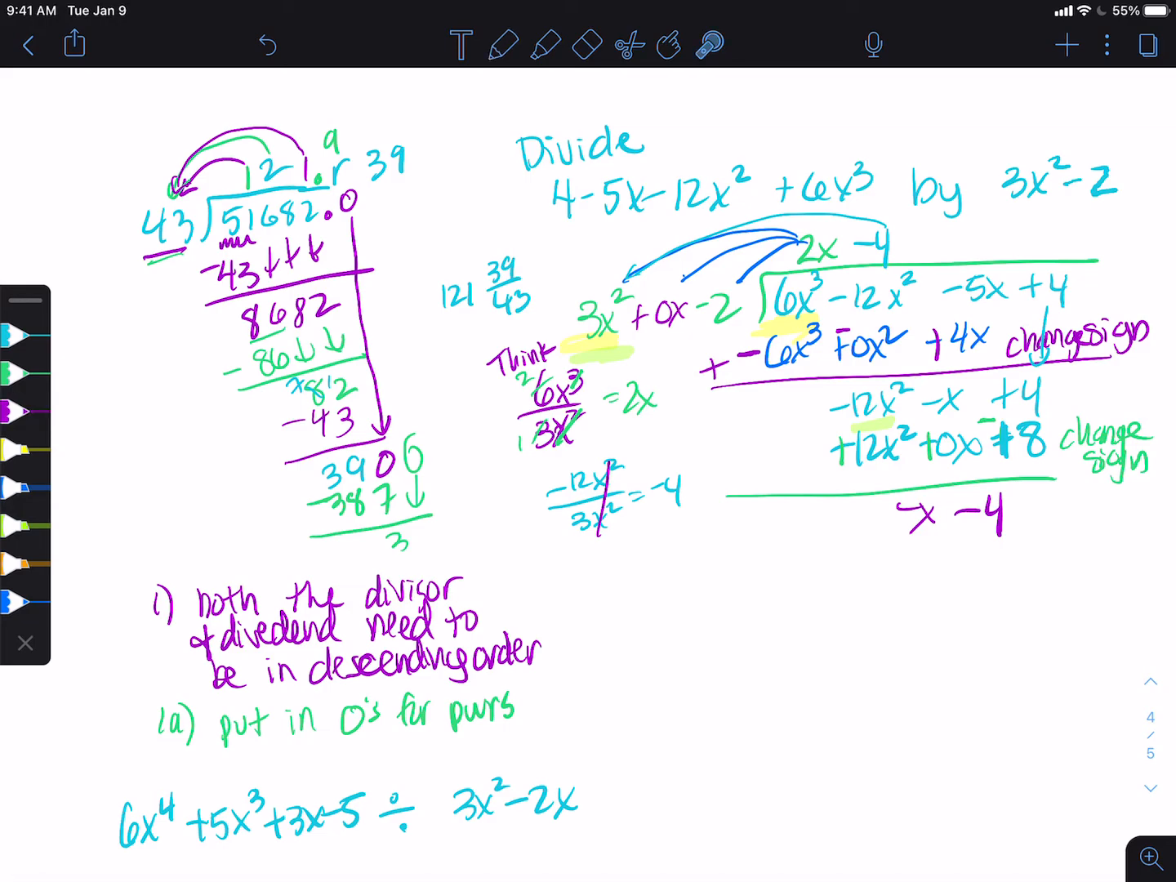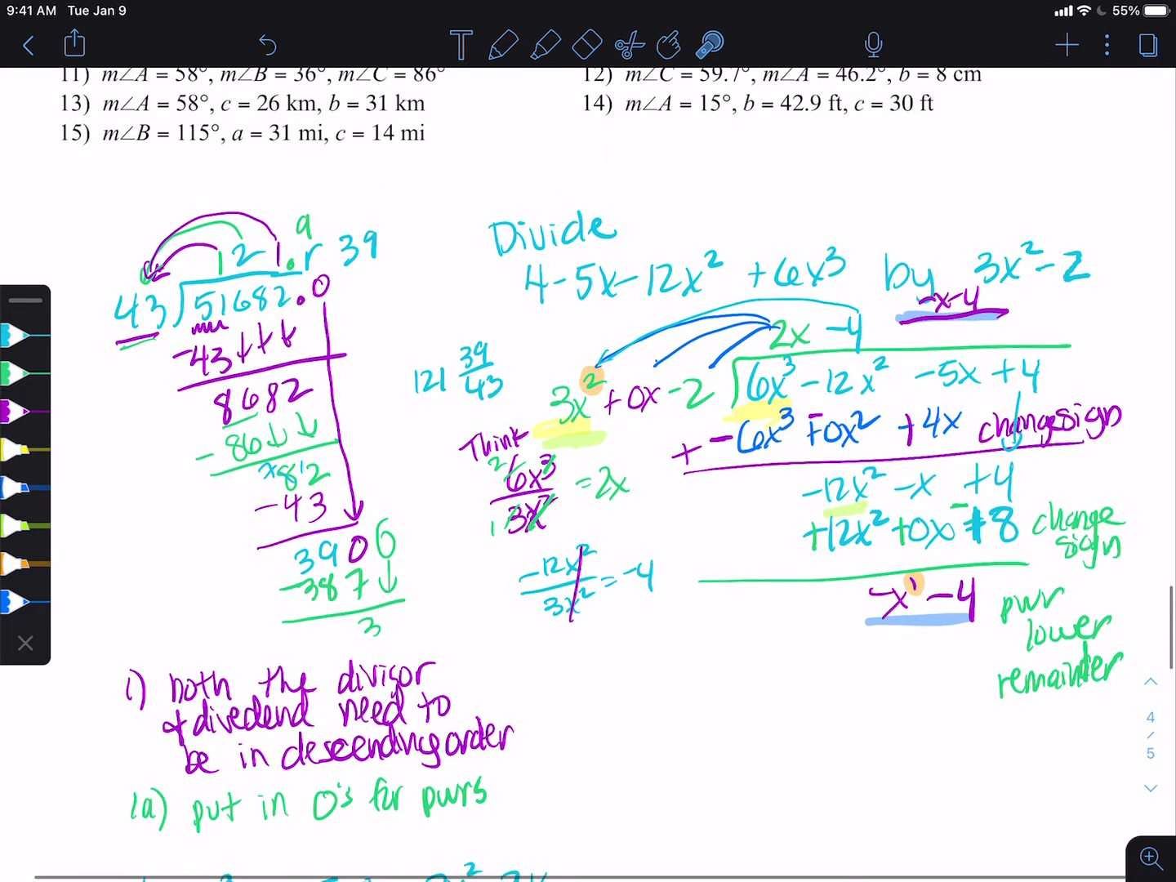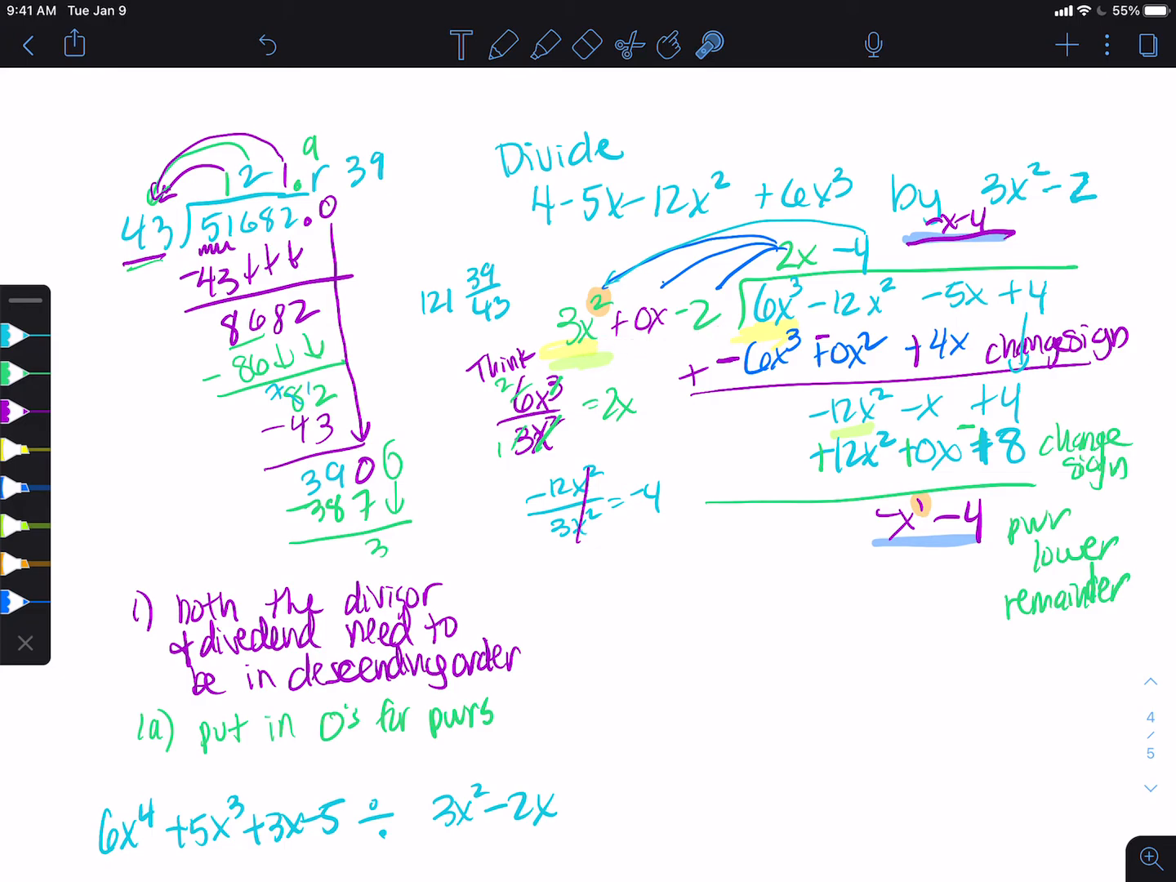Okay. Now, once this power here is lower than this power, okay, so this is an unsaid 1, once that power is lower, that means that's your remainder. So my whole thing is my remainder here. So I'm going to put that up here. And remember, we're writing it as a fraction. So we're going to do our remainder, which is negative x minus 4 over what we divided by. Our dividing by is the 3x squared minus 2. I don't have to include the 0 there, so this will be plus the remainder, which is negative x minus 4 over 3x squared minus 2.